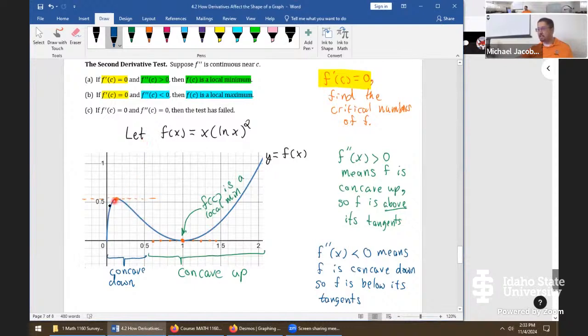It's below the tangent lines in this region, so the second derivative is negative. You will have a local maximum. And take another look. That is truly a local max. So we'll say here, f of c is a local max.